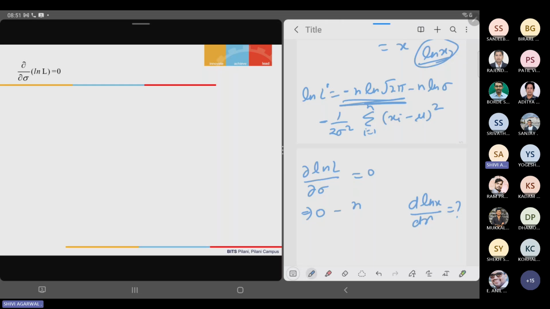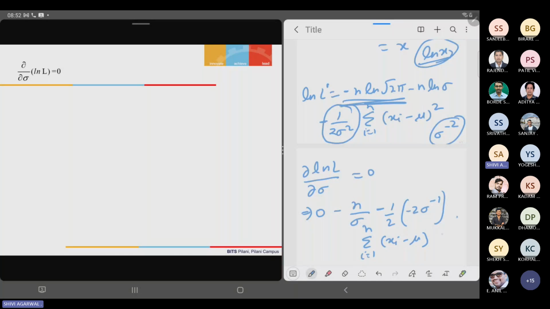Not 1, 1 by sigma, correct. Okay, so it will become here n by sigma minus. Now it is 1 by 2 sigma square. Okay, so it will become again plus, because we are taking sigma minus 2 here. Okay, so I will write it like this: minus of 1 upon 2, and it will become minus 2 into sigma to the power minus 1, and this is the same, summation i is equal to 1 to n of xi minus mu.